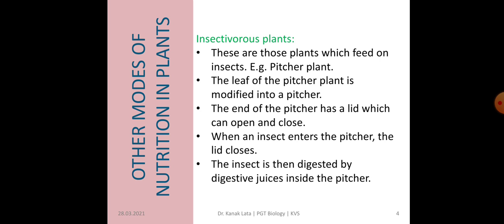The end of the pitcher has a lid, and this lid can close and open. So when an insect enters the pitcher, the lid closes and the insect is then digested by the digestive juice which is present inside the pitcher. Means the pitcher contains some digestive juice that is responsible for the digestion process. So whatever nutrient is present in the insects gets digested by the digestive juices present inside the pitcher.